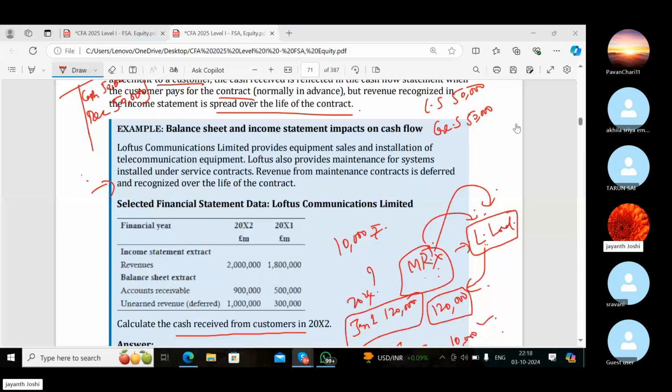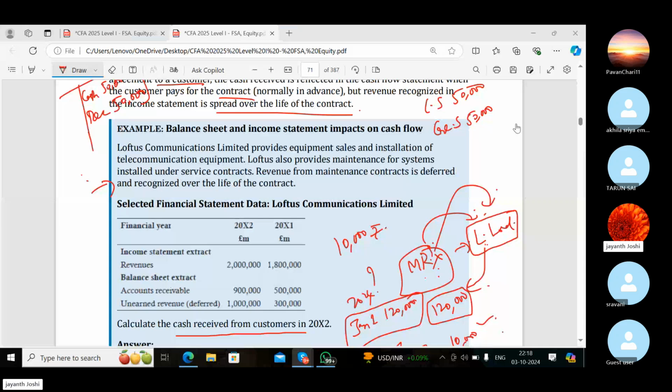That means deferred is what? It is unearned revenue for them. Deferred income means you will receive the cash, of course, but once they provide the services, only then can they recognize that amount as revenue. Selected financial statement data, Loftus Communication Limited: the income statement revenues are given, and the balance sheet extract, receivables and unearned or deferred income, is given. They are asking for cash received from customers in 2002.